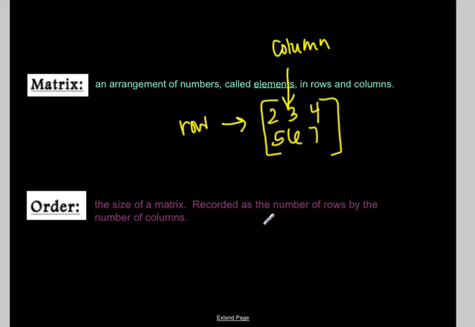Order is the size of a matrix. Matrices can come in all different sizes, so we always need to state the order. So we record it as the number of rows by the number of columns. So if I look here, how many rows do I have? I have 2 rows by 3 columns. So this is a 2 by 3 matrix. That would be the order, or the size of the matrix.